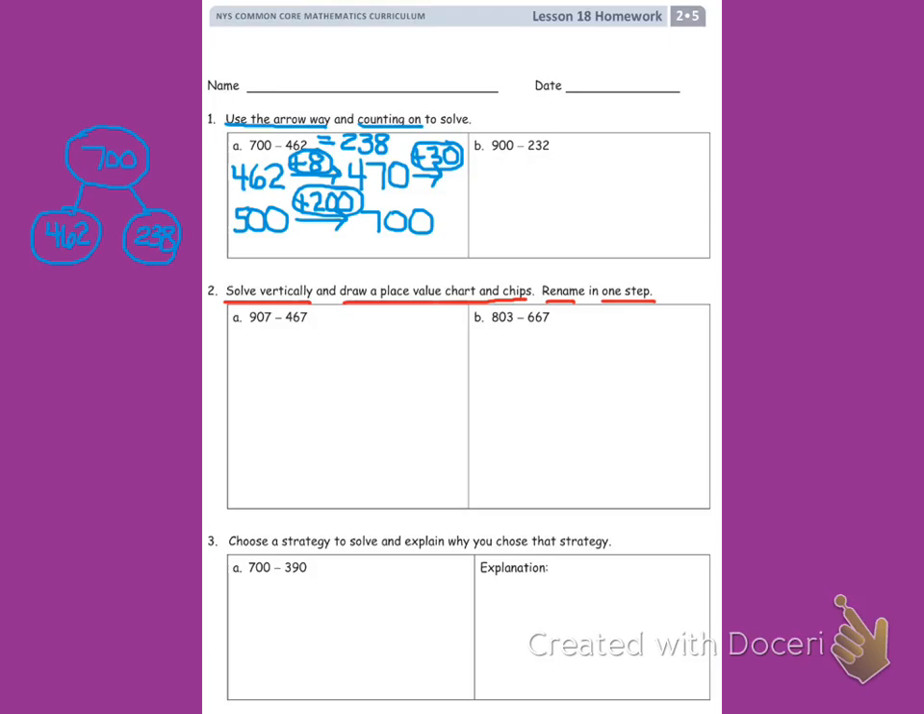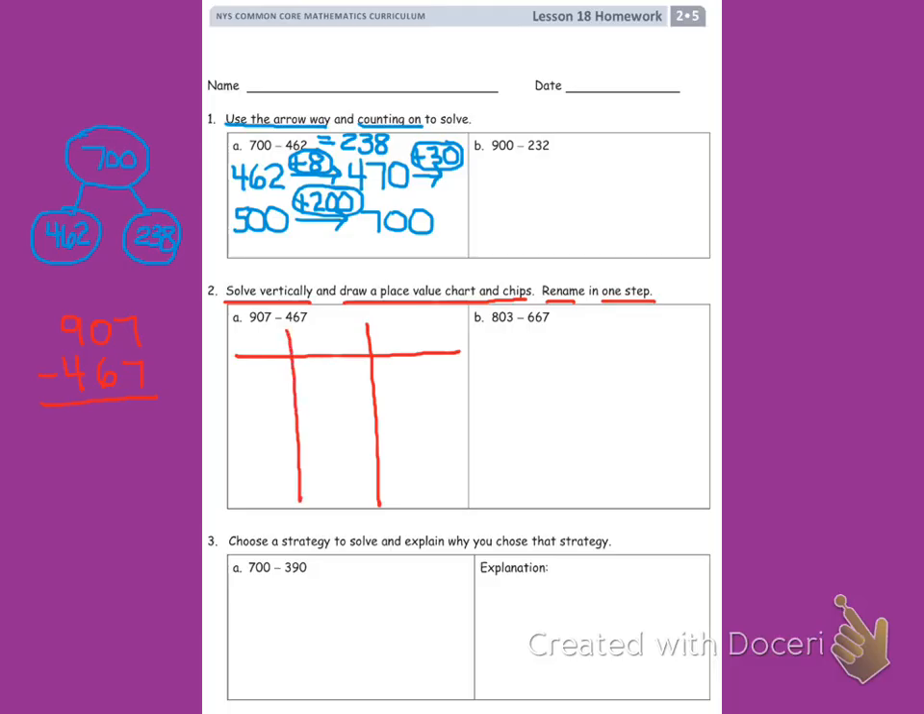I think what I'll go ahead and do is solve vertically over here on the side. You might like to use a piece of scratch paper and attach it to your homework sheet. I'll write 907 here, minus 467. Make sure that you line up your numbers just like I did. Over here, I'll draw my place value chart.